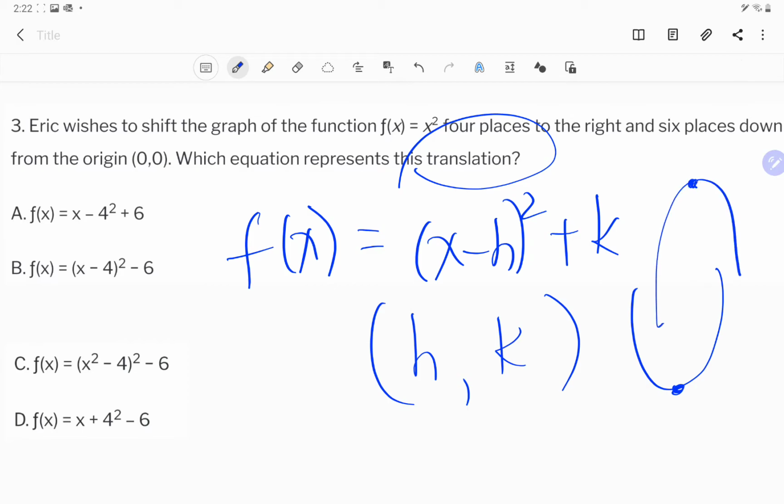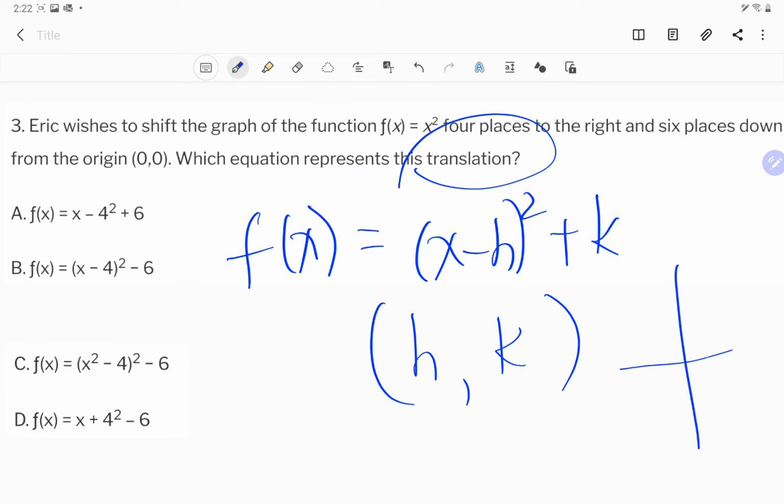Okay, let me give you an example of a graph here. Let's say this is your parabola and this is your vertex. In the vertex form, k is the movement of the parent function, whether it goes up or down. It's the movement in the y-axis, while h is the movement in the x-axis, whether it goes to the left or it goes to the right.